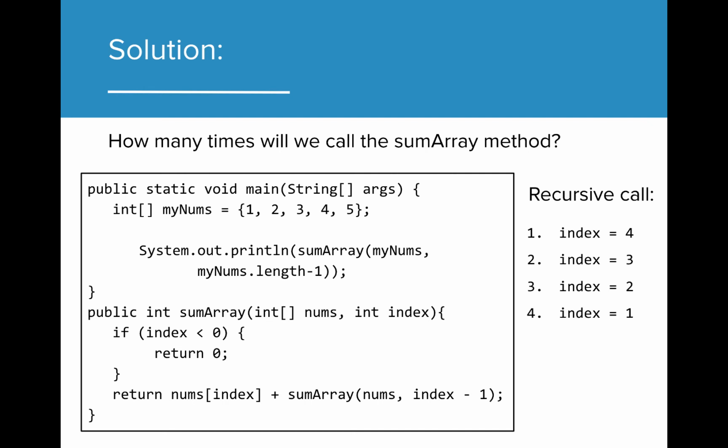We continue to recursively call. Even though we're at 0, we still have one more recursive call to make because we have not yet reached the base case. Finally, once our index is less than 0, we have reached our base case. We call back now, adding up as we go. Eventually, we get back to our call from the main method and can print out the number 15.